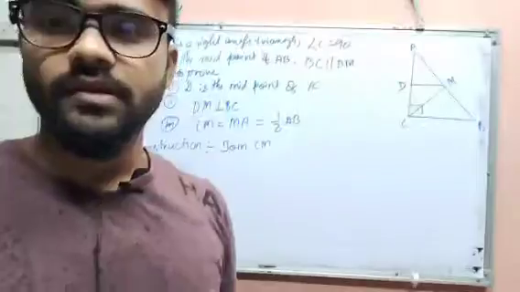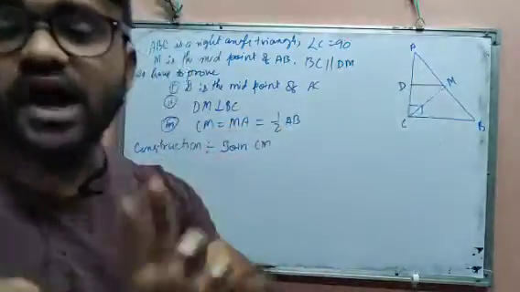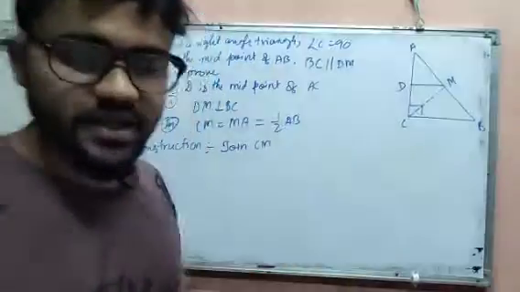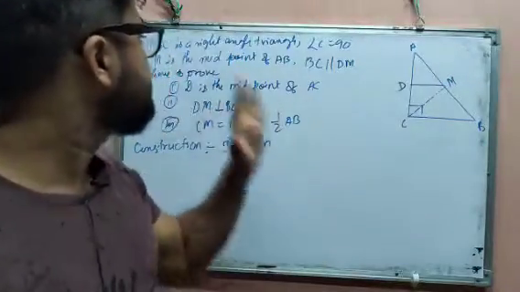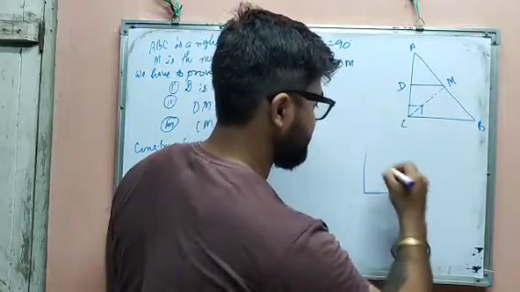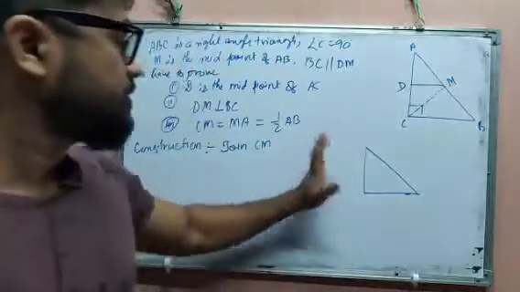Okay, so in this question, what is given? See how to draw a diagram first, because here the diagram is not given. First you have to see what is given, that ABC is a right angle triangle. So ABC is a right angle triangle. First you have to draw a right angle triangle like that, but don't give the names here.